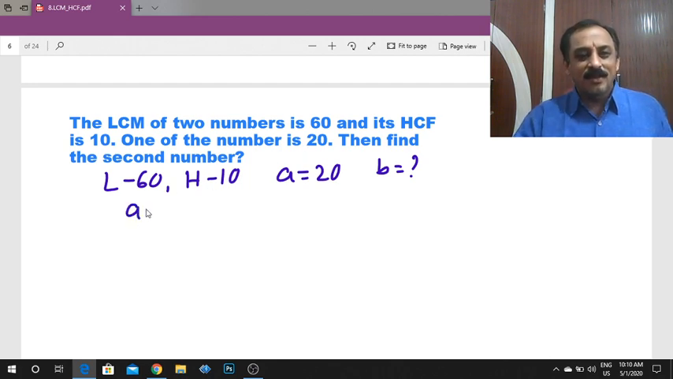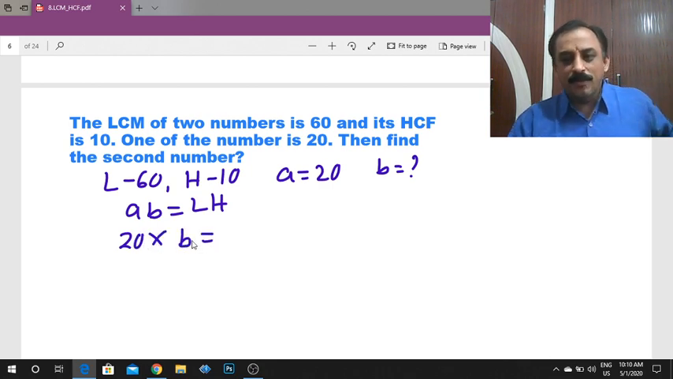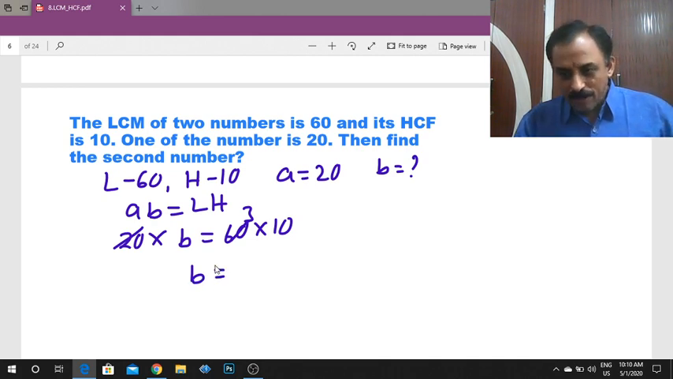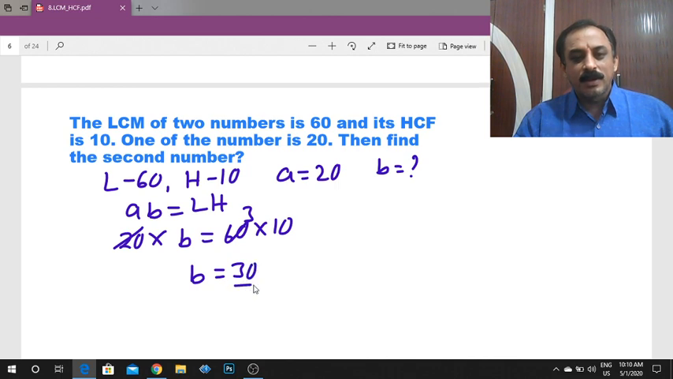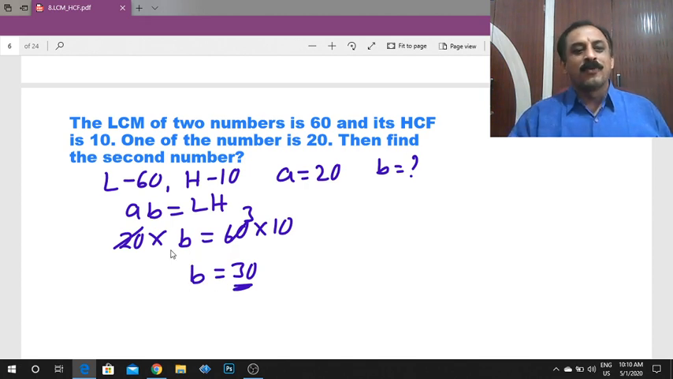You know the formula: the product of any two numbers is equal to the product of its LCM and HCF. What is the A value? 20. What is the B value? The second number, we don't know. It is equal to L into H. The L value is 60, the H value is 10. So 20 into B is 60 into 10. Therefore, B is equal to 3 into 10, which is 30. Very good, your answer is right. So the second number is 30.